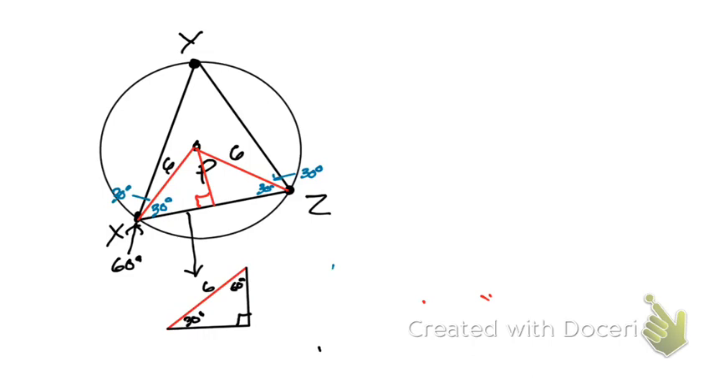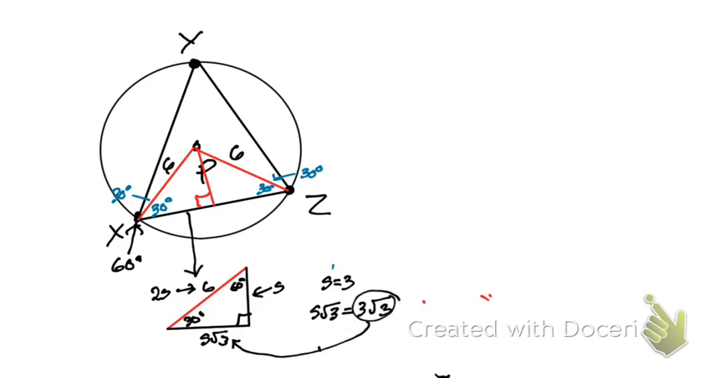Remember, the one across from the 90 degrees is, what is that one? 2s, yes. So the one across from 90 degrees is our 2s. The one across from 30 degrees is going to be s. What's the one across from 60 degrees? S radical 3. Well, if 2s equals 6, then s equals 3. Which means s square root of 3 is going to equal 3 radical 3. So that means this length right here is 3 radical 3.